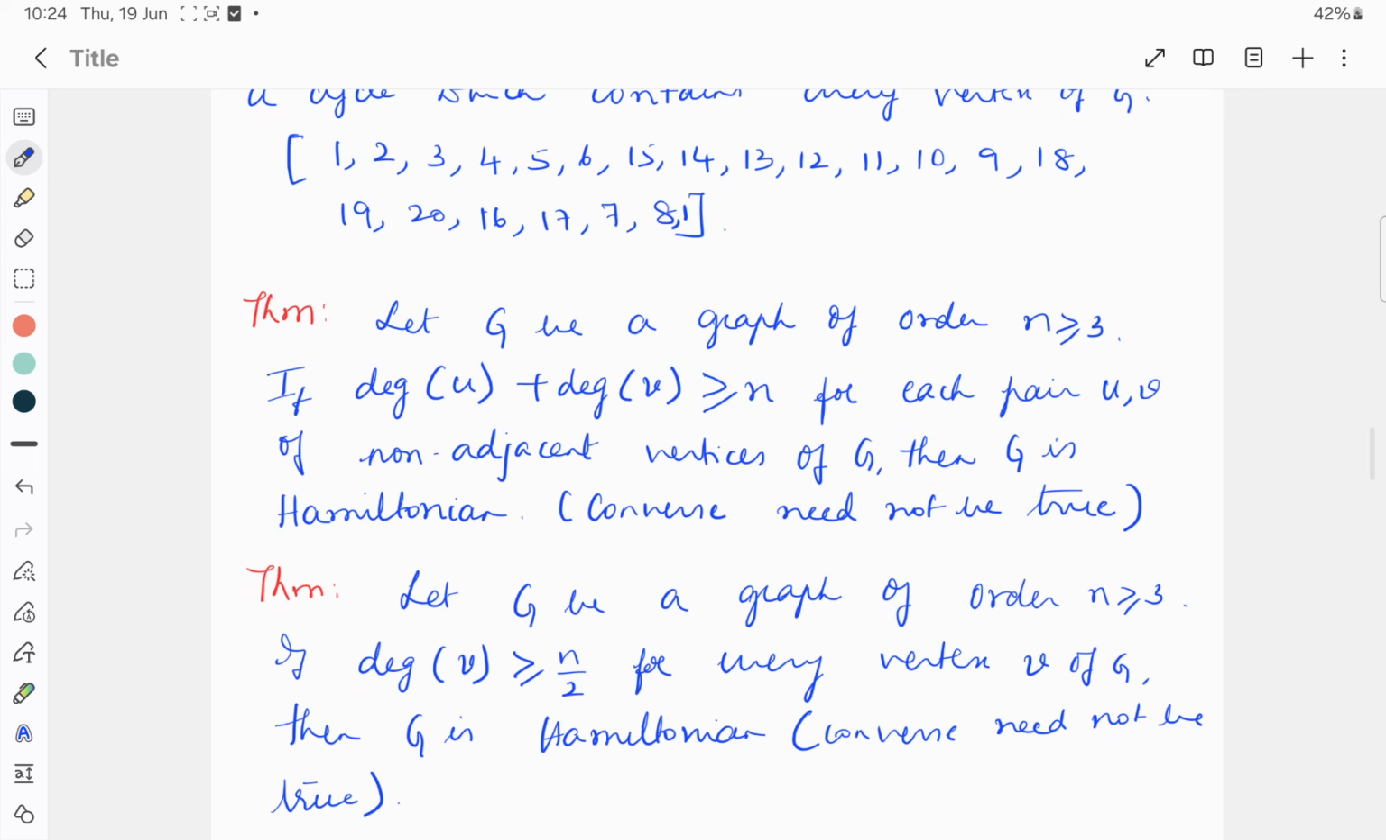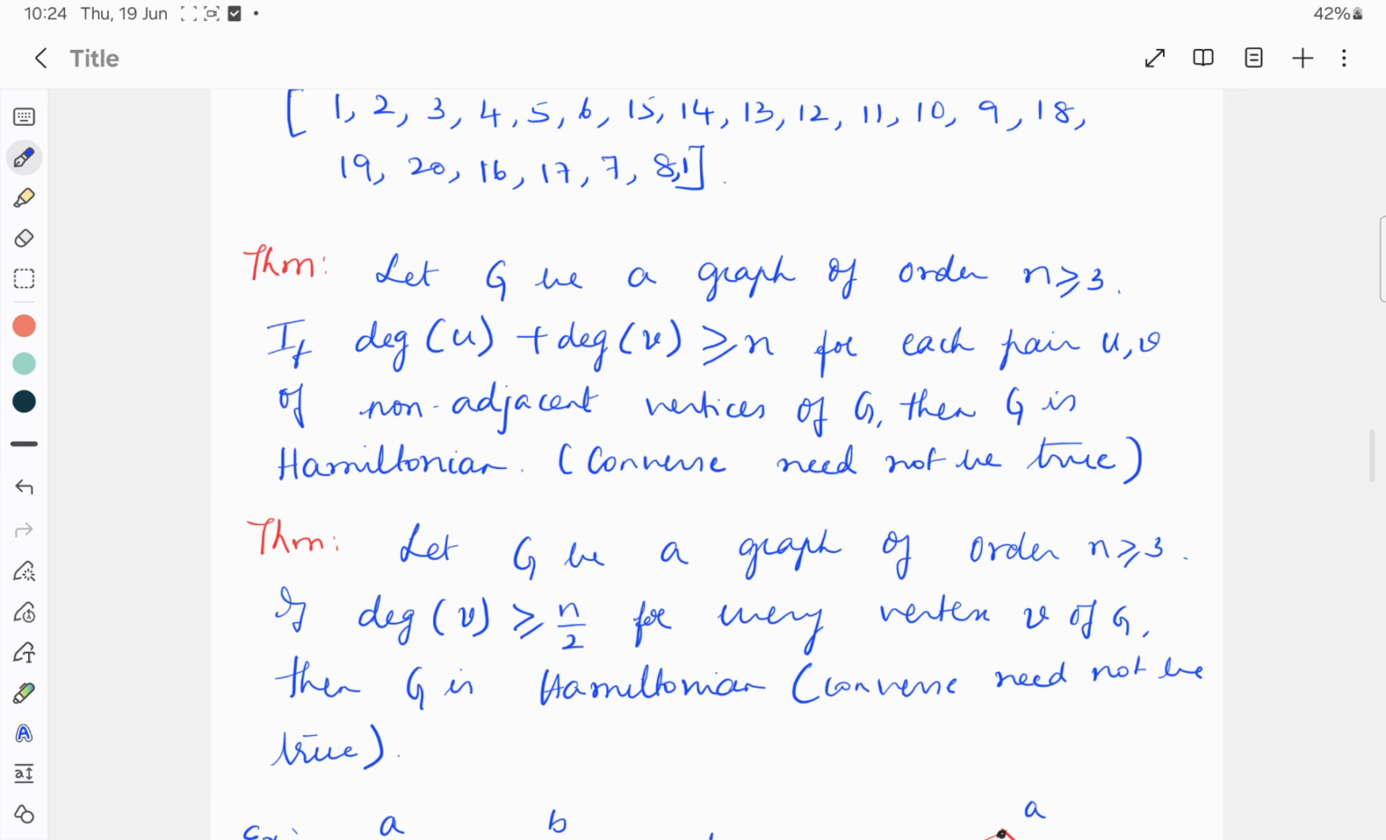Now there are two important theorems which give the condition for whether a given graph is Hamiltonian or not. So let us state this theorem. Let G be a graph of order n greater than or equal to 3. So it should contain at least 3 vertices. Then if degree of u plus degree of v is greater than or equal to n for each pair u, v of non-adjacent vertices in G, then G is said to be Hamiltonian.